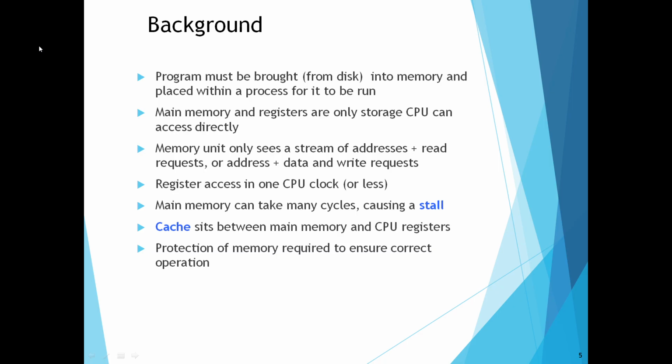Normally, for register access the CPU can take only one clock cycle. Suppose our data or instructions are available in main memory, it may take many cycles. It will cause a stall. We may study stalls in pipelining. The cache memory actually sits between main memory and the CPU registers. So what we need is to protect memory to ensure correct operation.